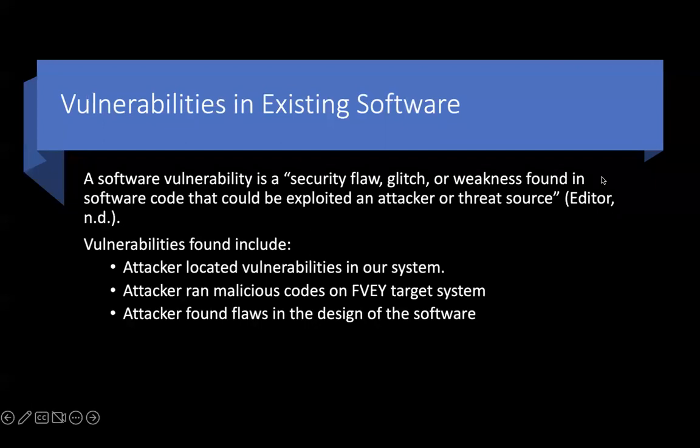Next, we'll talk about vulnerabilities that currently exist in our software. A software vulnerability is a security flaw, glitch, or weakness found in software code that can be exploited by an attacker or threat source. Vulnerabilities found include attackers being able to locate vulnerabilities in our systems, an attacker running malicious code on the Five Eyes Alliance target system, and an attacker being able to find flaws in the design of the software.